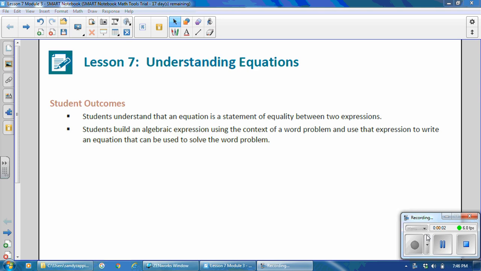This is Mrs. Zappia with Lesson 7 from Module 3, Understanding Equations. Student outcomes from this lesson. Students understand that an equation is a statement of equality between two expressions. Students build an algebraic expression using the context of a word problem and use that expression to write an equation that can be used to solve a word problem.